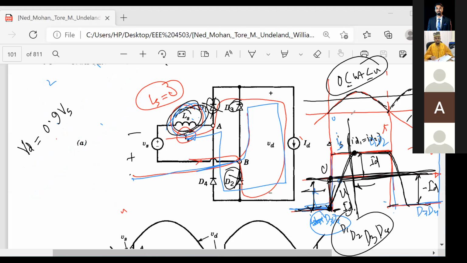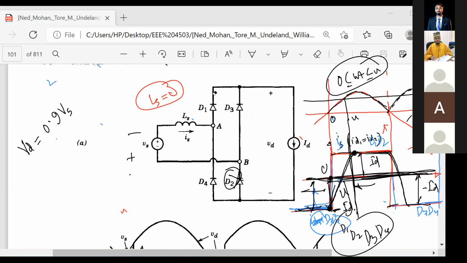Okay, if there is no LS, you will get this one. But since 0 to u, all diodes are conducting. If all diodes are conducting, it is shorted. If this is shorted, what should be the Vd? 0 voltage. Good. So then you should get 0 volt here.